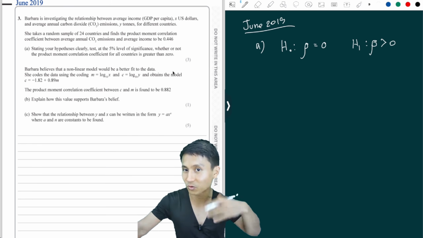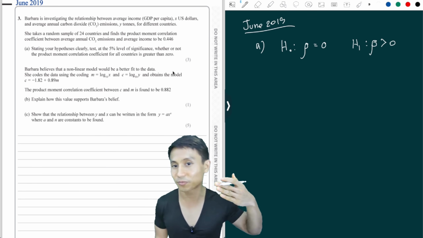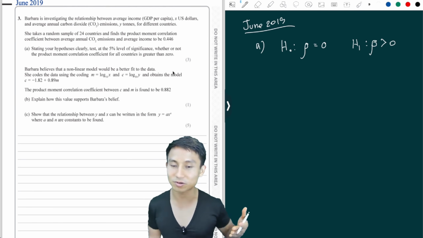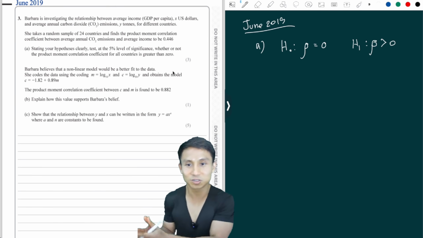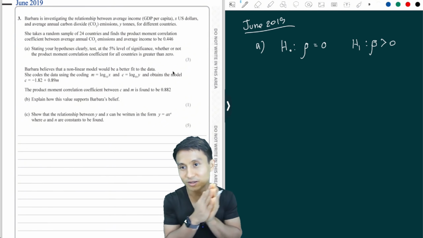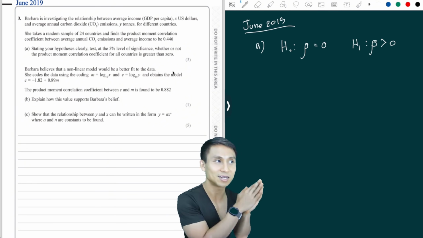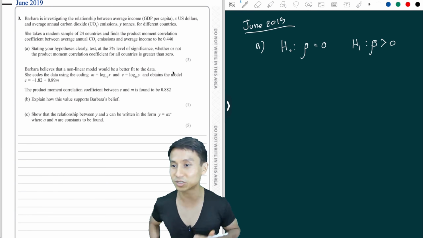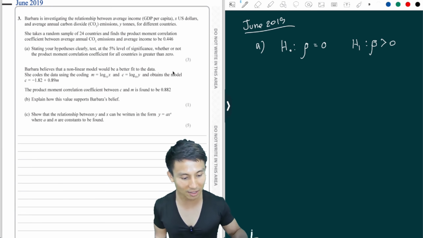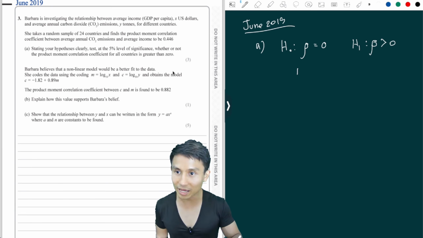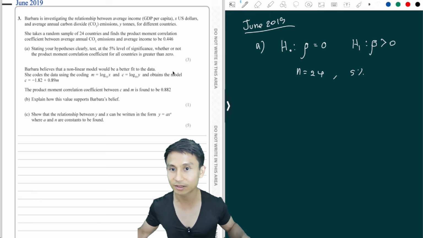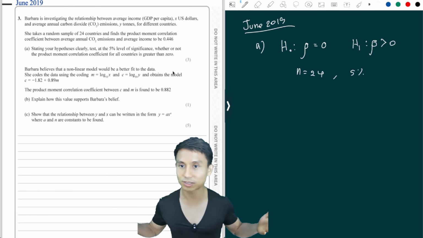That's it, because we want to test whether there is evidence for it being greater than 0. So the assumption is to put it at 0 first, and the alternative hypothesis says that it's greater than 0 because there's a positive correlation here. All right, and n is 24 here, and the level of significance is 5%. And this is just one tail, usually.